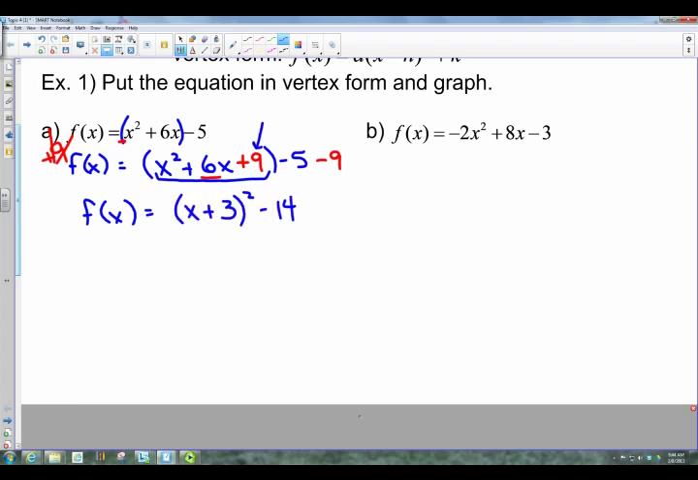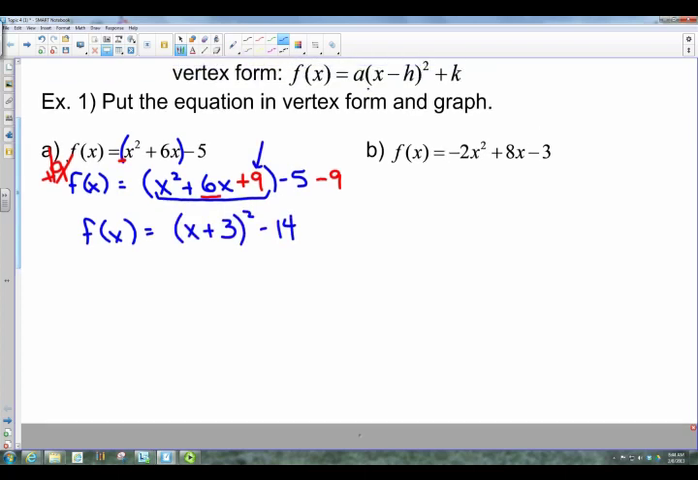Now if you look at this and compare it to vertex form, which is right up here, it's the exact same thing. Your a value is 1. Okay, so 1 right here, we don't have to put it, but it's there. Your h value is a negative 3. Remember, because that's a negative up there in the formula, and this is a positive right here in the problem, our 3 has to be the opposite sign. And then you've got your minus 14 for your k.